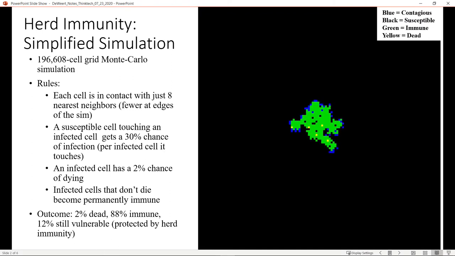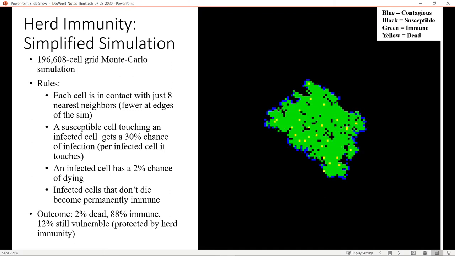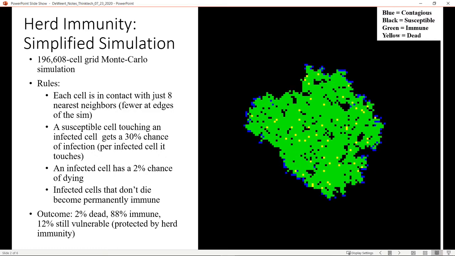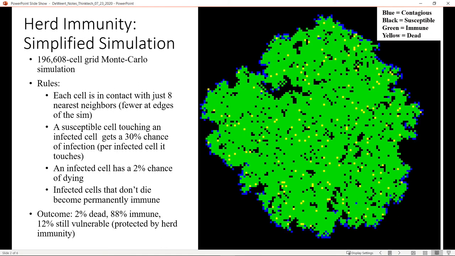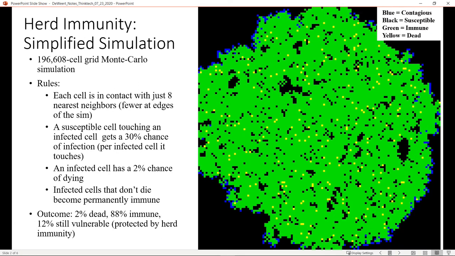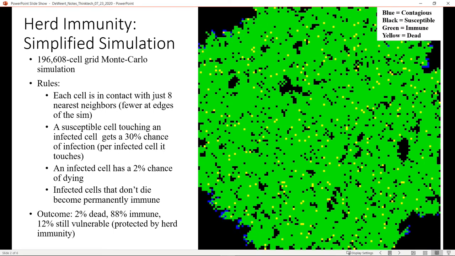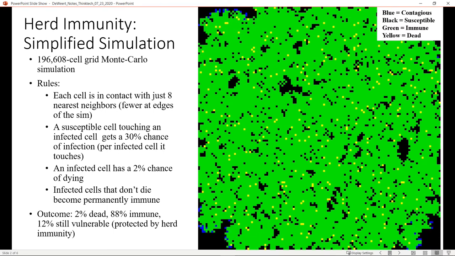In this slide, the black area is pixels, cells or people that are not immune or still vulnerable. The green area is people that have gotten sick and become immune, and the yellow are the people that have died. This simulation has simple rules. You've got about a 30% chance that if a cell touches a cell that's infected, it becomes infected too. So if you touch a whole bunch of infected cells, you have a very high chance of becoming infected. What you see at the end of the simulation is about 88% of the cells have been infected.